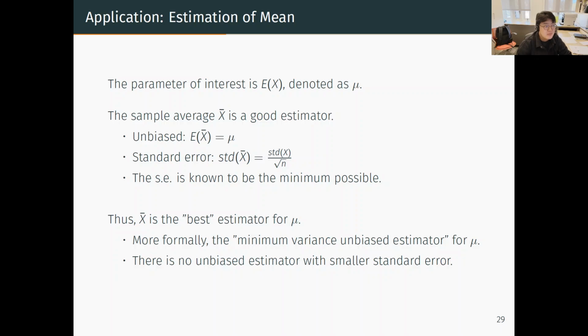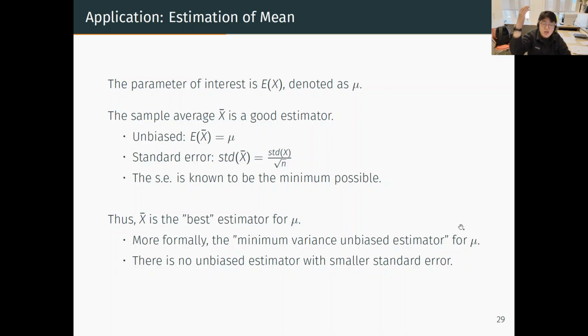The expectation is correct, right? And for standard error, we know the standard deviation of the sample average is the single outcome's standard deviation divided by the square root of n. There are mathematical theorems showing that this is the minimum possible standard error among regular estimators. Under certain conditions, this standard error is the minimum possible, which means your sample average is the best estimator in terms of unbiasedness and efficiency. We call this the minimum variance unbiased estimator for the mean.